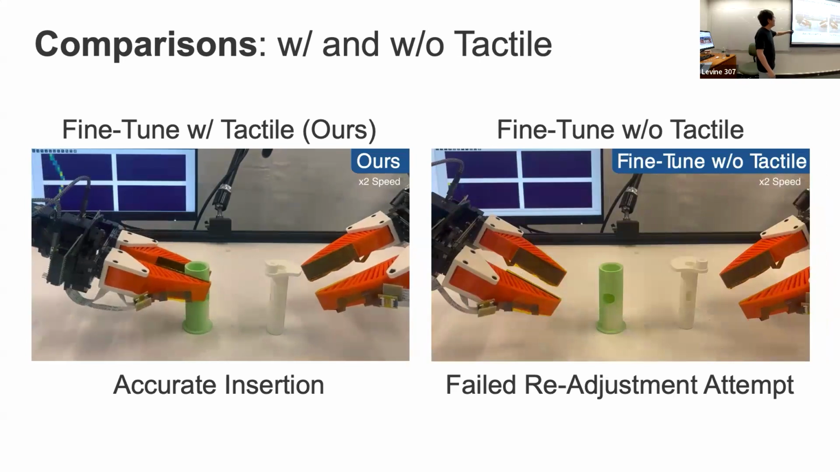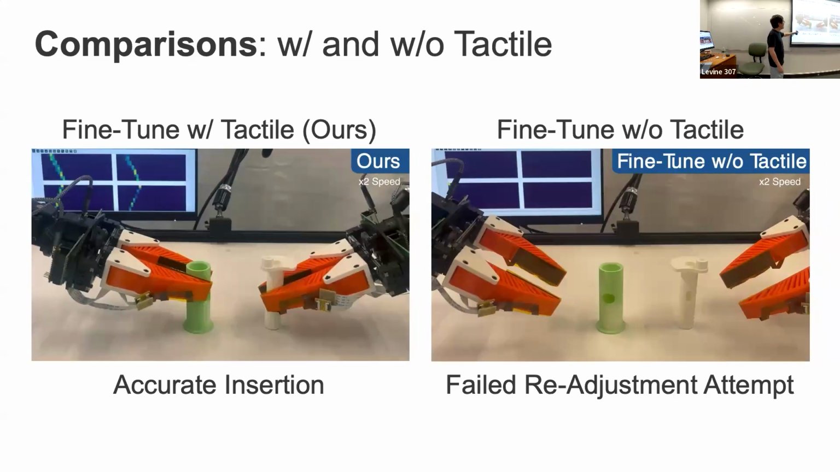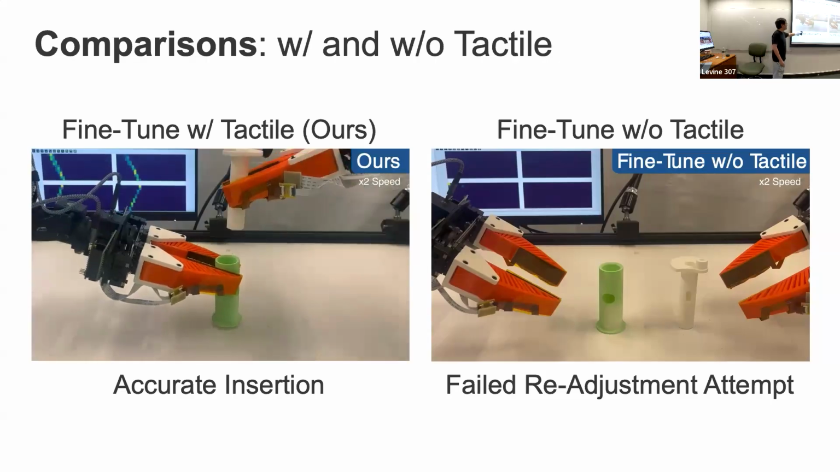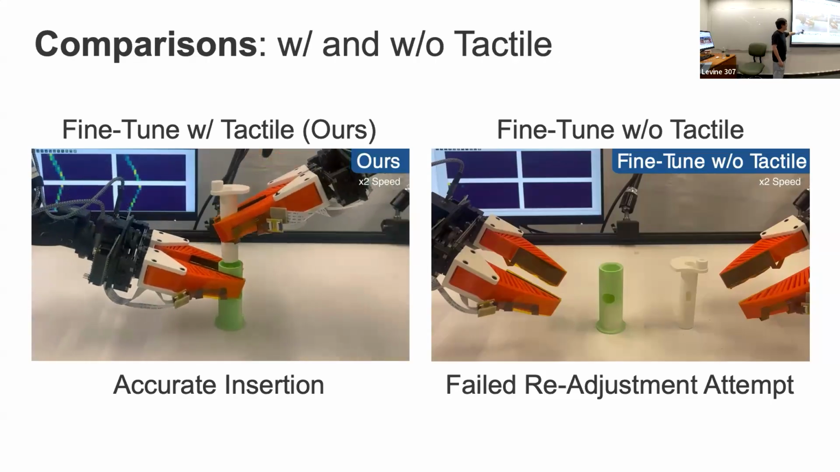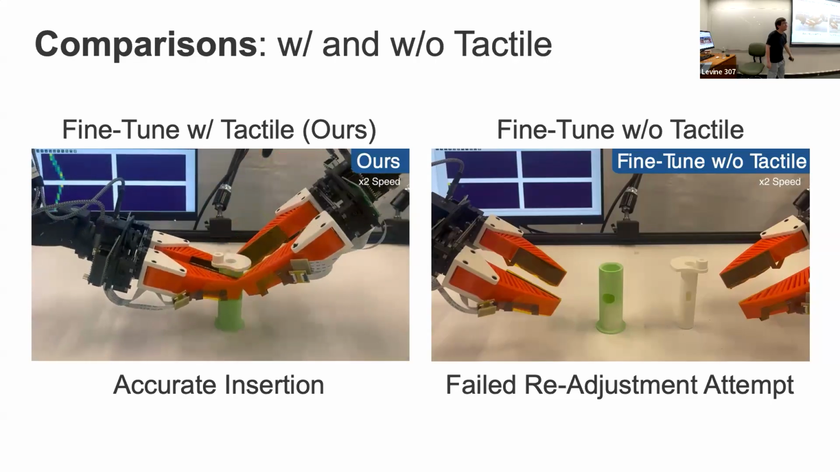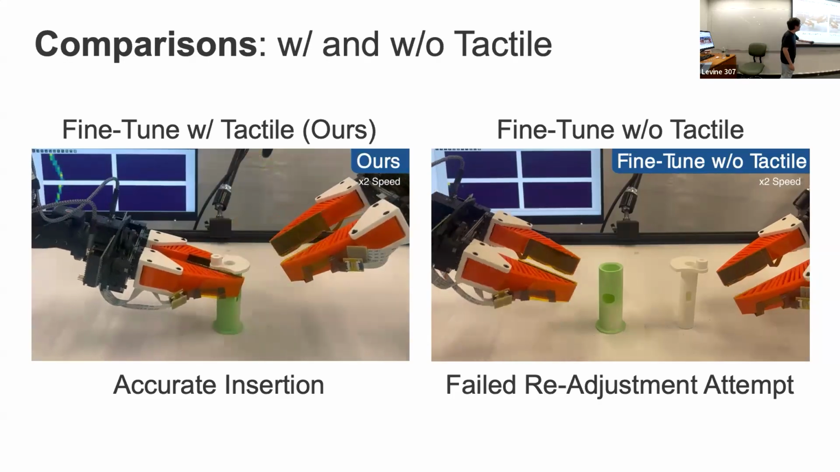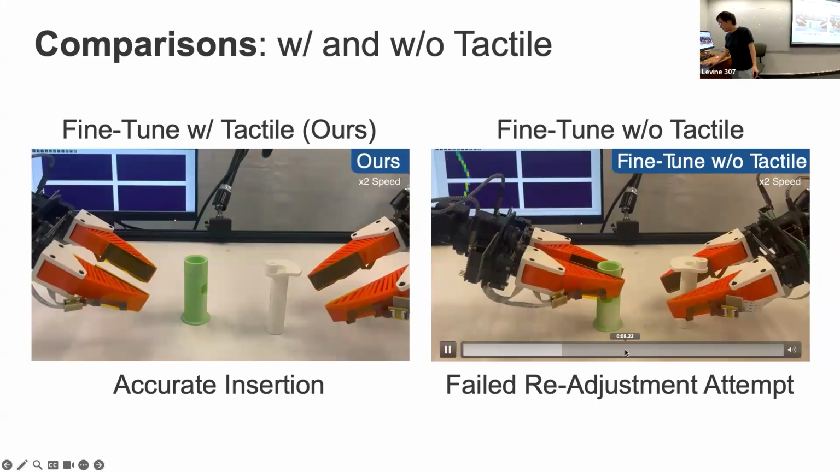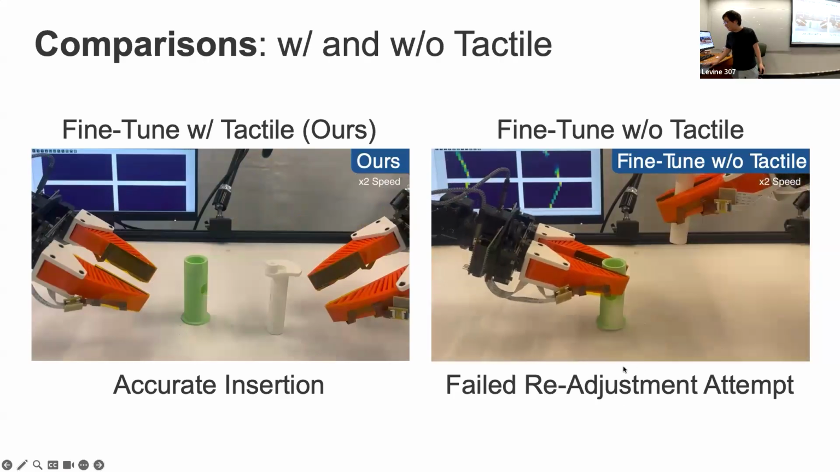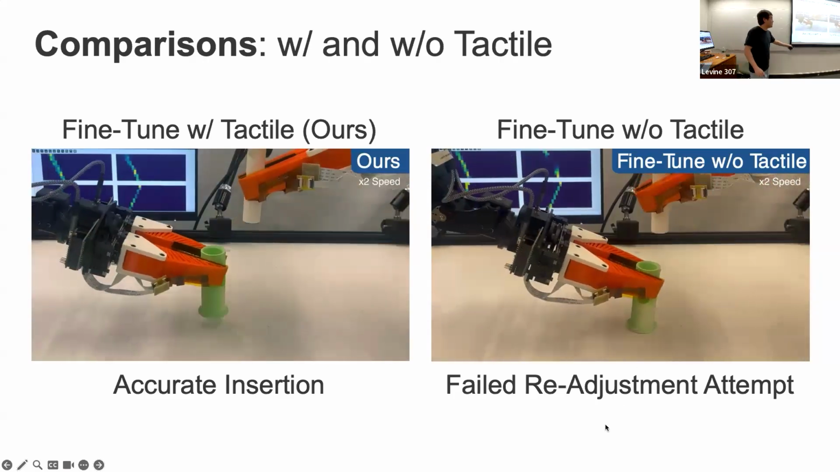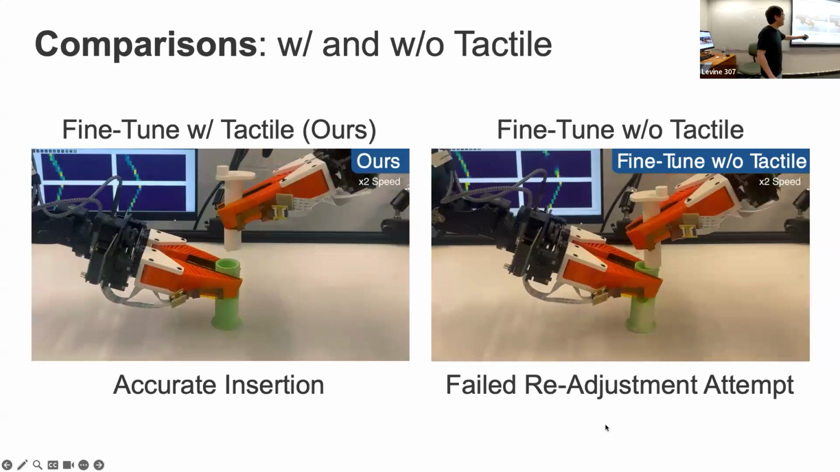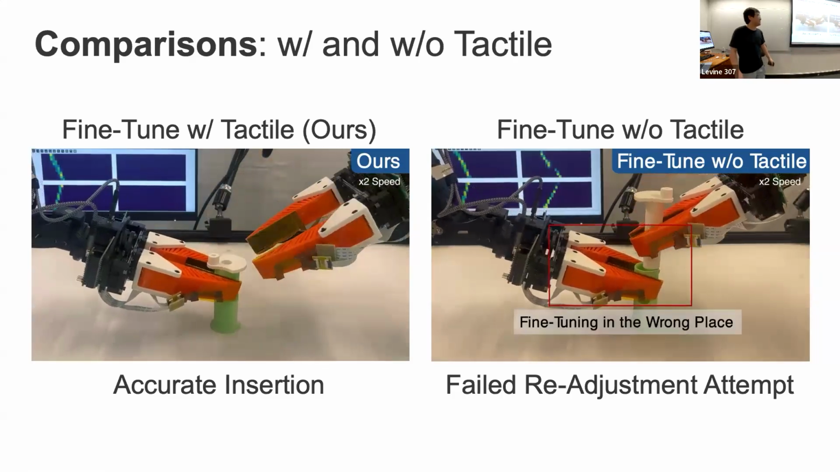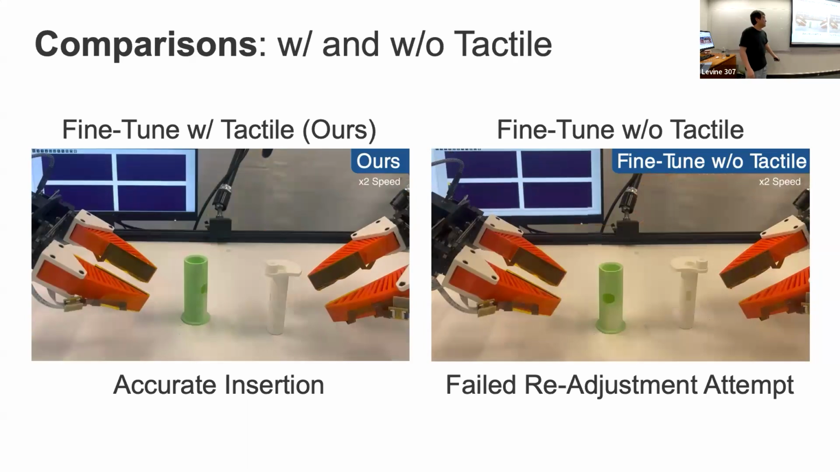And this is another comparison between with tactile and without tactile. With tactile, sometimes you could get the insertion directly in a very accurate position. Without tactile, even with fine tuning, you can see the robot will try to fine tune and try to insert. It fine tunes in the wrong place, so it still cannot finish the task.